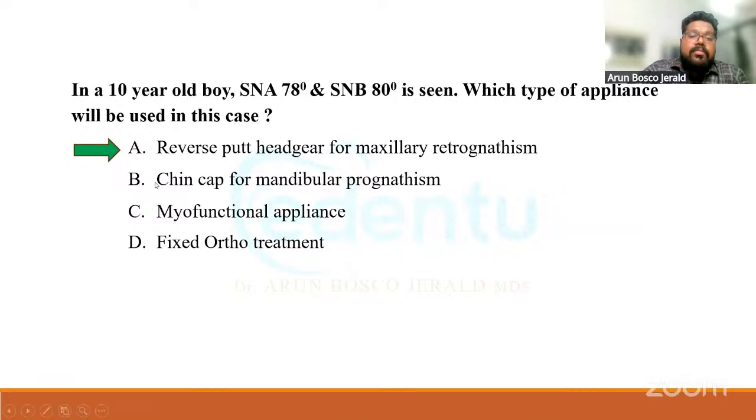Now tell me what the values would be if a chin cap is to be used. A chin cap will be used if there is mandibular prognathism. So if it was a case of mandibular prognathism, the SNB might have been more and SNA might have been normal.